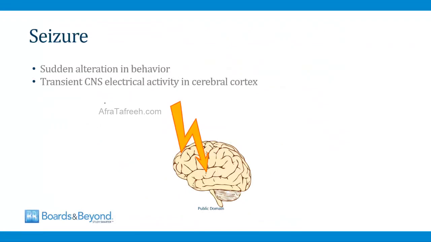The definition of a seizure is a sudden alteration in behavior that is caused by transient CNS electrical activity in the cerebral cortex. Basically what happens is some part of the cortex begins to depolarize, and that depolarization can spread locally or to the entire cortex, and this leads to abnormal behavior.